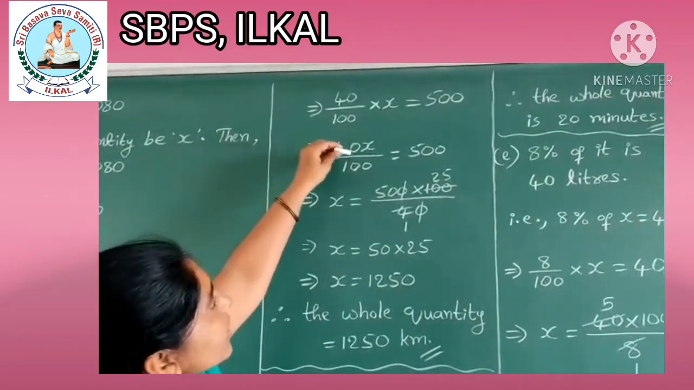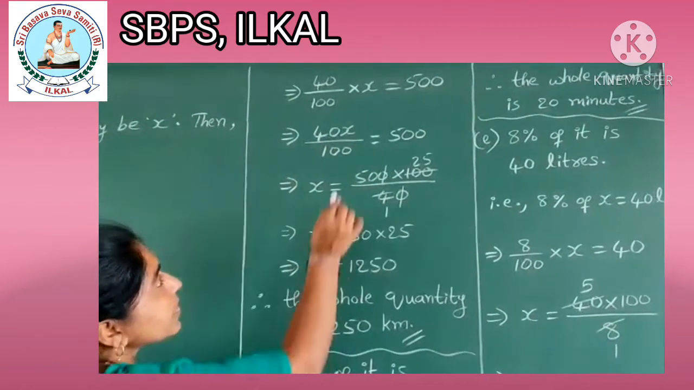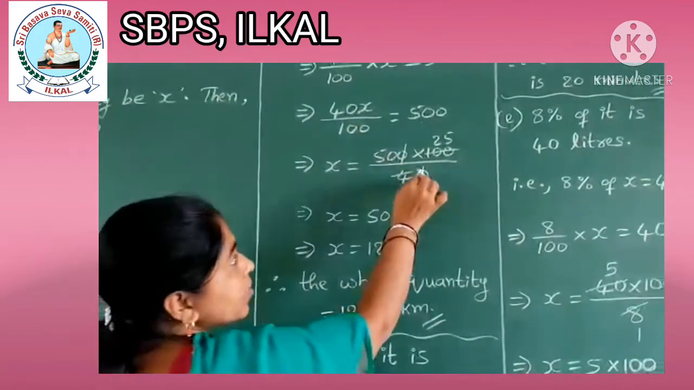40 into x is 40x by 100 is equal to 500, children. This x will be equal to 500 into 100 divided by 40. Two zeros strike out.